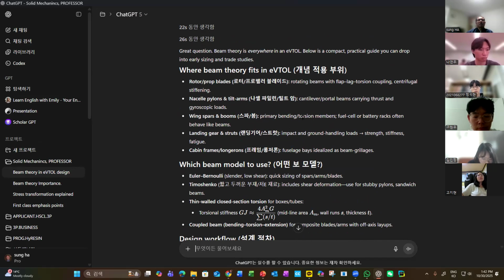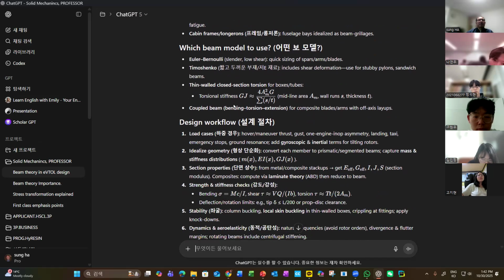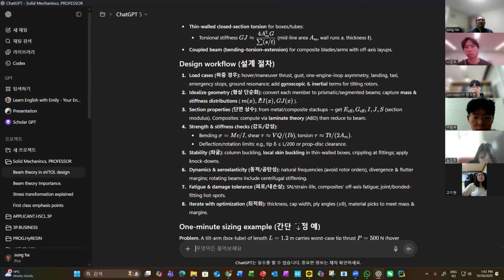Primary bending and torsion, this is a spar and boom. That structure is called a boom. And some fuel cell or battery racks behave like a beam. So what beam model to use? We have this torsion. Of course, they can be subject to torsion, not only bending. And you see the EI.